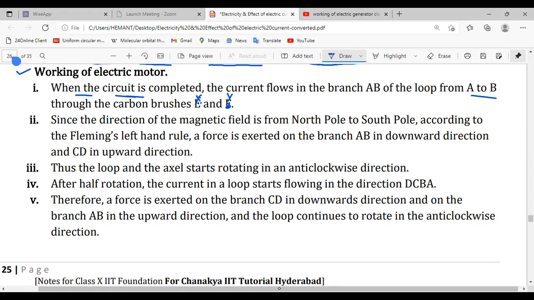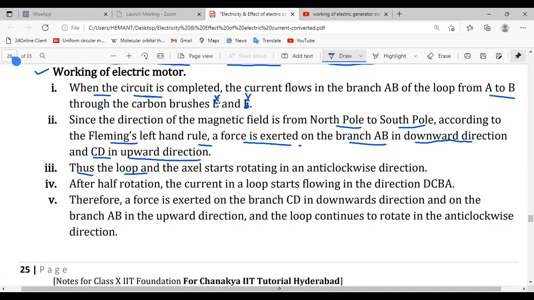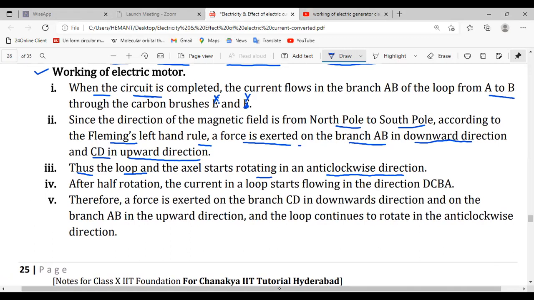Since the direction of the magnetic field is from North Pole to South Pole, according to Fleming's left-hand rule, the force is exerted on the branch AB in the downward direction, whereas on CD in the upward direction. But after they complete their half rotation, their position changes with respect to the magnetic field. Thus the loop on the axle starts rotating in the anti-clockwise direction.